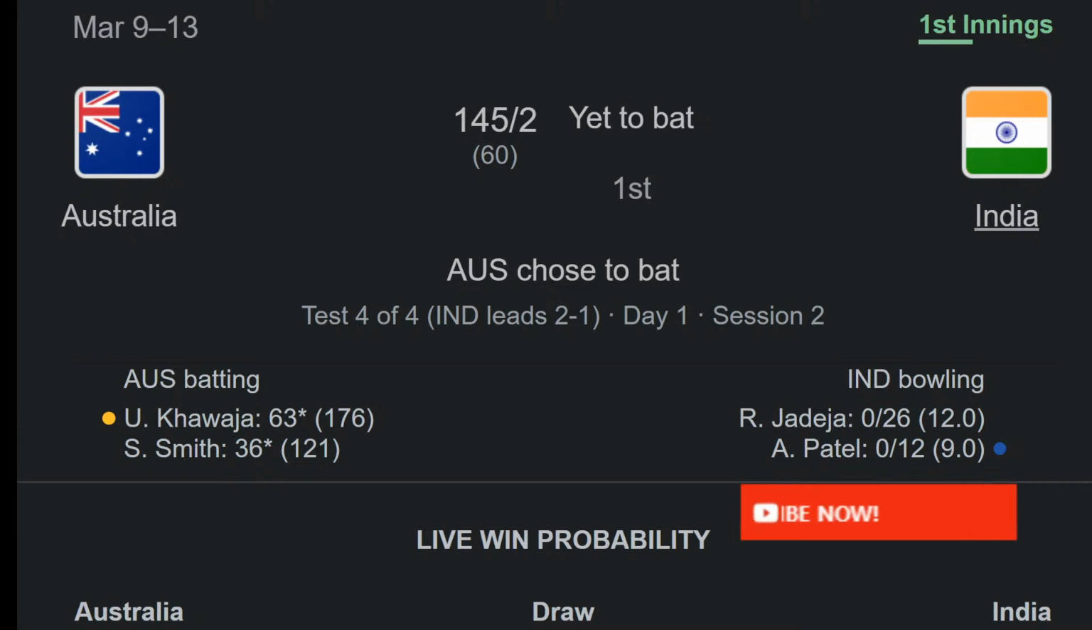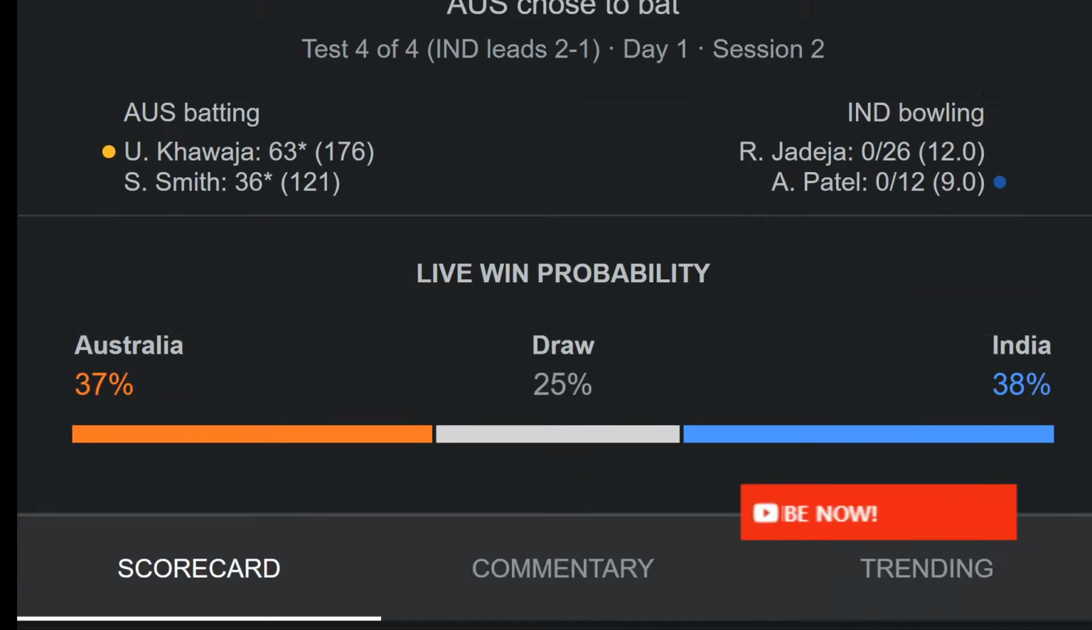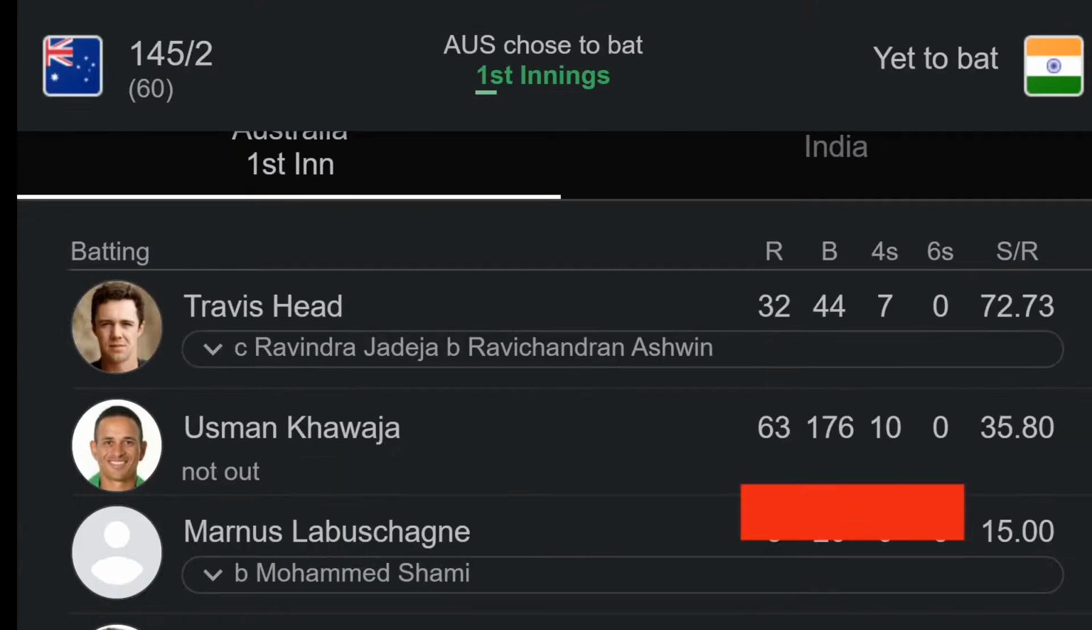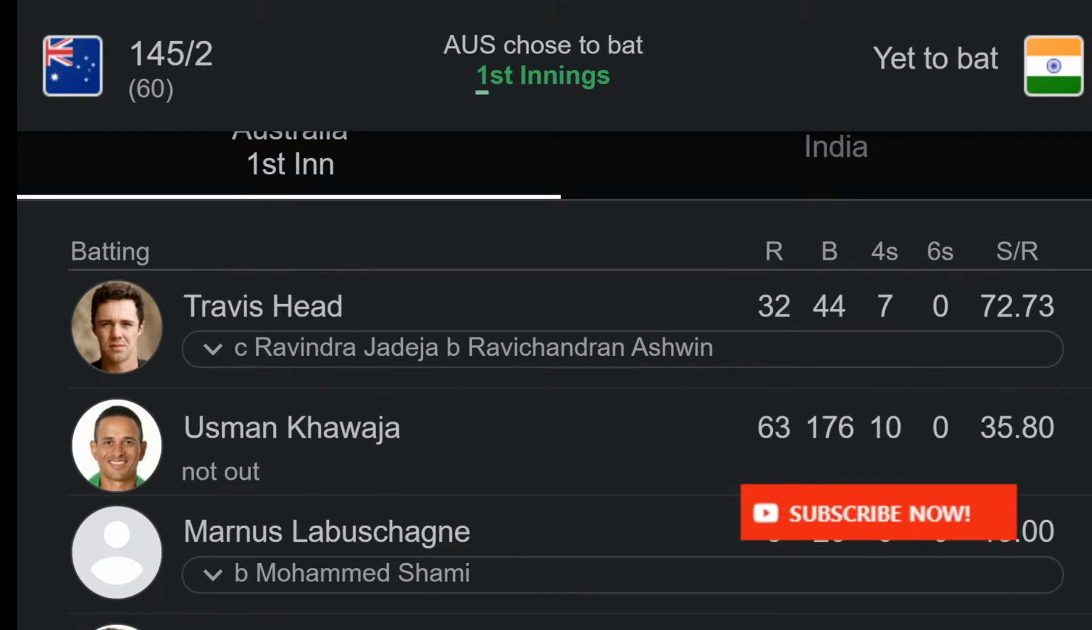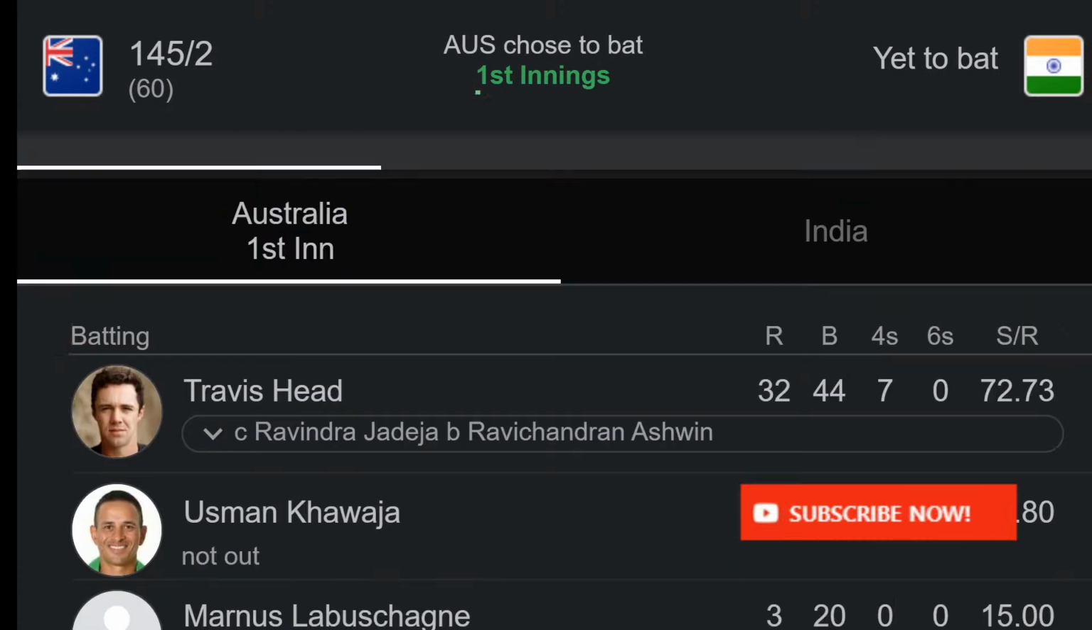First day, second session. Australia won the toss and decided to bat first. They have already scored 145 for the loss of 2 wickets. Travis Head 32 and Labuschagne 3. Two batsmen out, Shami and Ravichandran Ashwin. Ashwin has taken 2 wickets. Travis Head caught Ravindra Jadeja, bowled Ravichandran Ashwin, 32. Marnus Labuschagne bowled Mohammad Shami, 3 of 20.